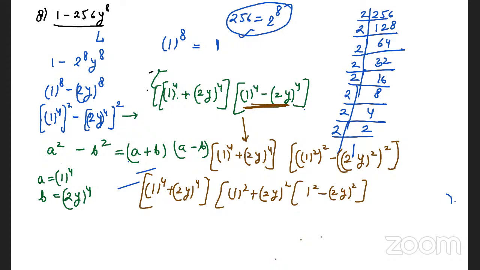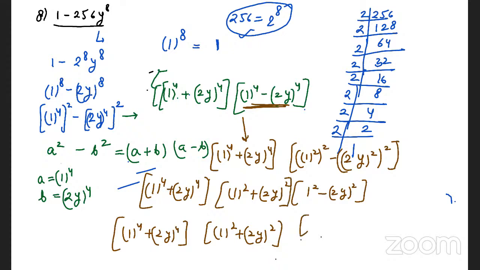Then 1 to the power of 4 plus 2y to the power of 4, this thing same. Now a square minus b square, which is a plus b and a minus b. So 1 plus 2y and 1 minus 2y. This is the final answer. Understood? Yes or no? Okay. Everyone understood?